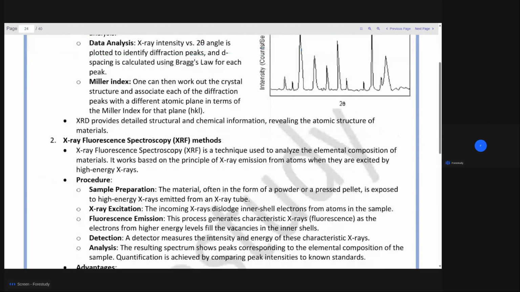So XRD provides detailed structural and chemical information, revealing the atomic structure of materials. And the Miller index is also there. One can then work out the crystal structure and associate each of the diffraction peaks with a different atomic plane, in terms of the Miller index of the plane, HKL. So we also get the HKL information, and we can understand the forms too. All the things that we have read in crystallography, we will be able to understand using XRD.